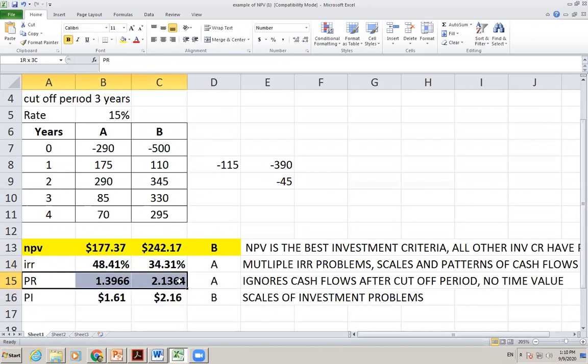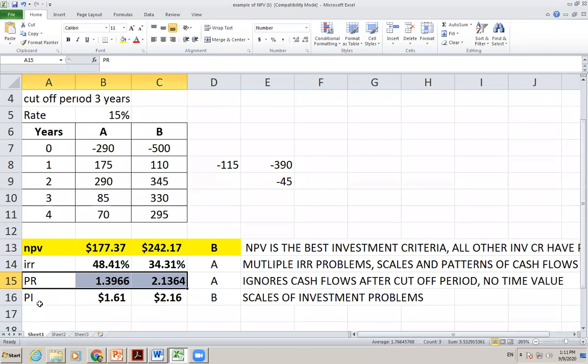Payback rule, we talked about the disadvantages of the payback rule, that it does not consider the cash flow after the cutoff period. So the cutoff period is 3 years. Whatever comes after the cutoff period, we don't care. We care just to cover the cost. This is the main thing of the payback rule. However, after the cutoff period, the cash flow could be the biggest one, and we might ignore it.